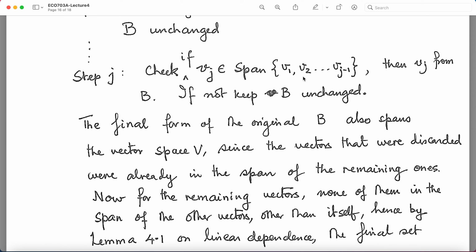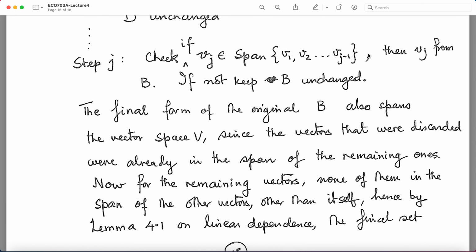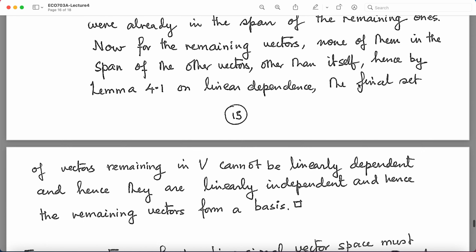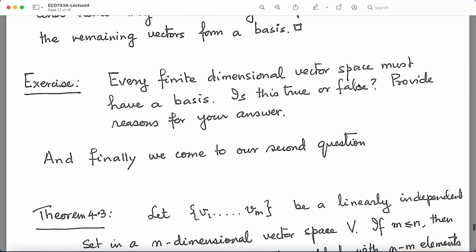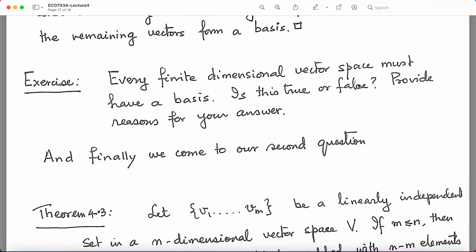So, by the linear dependence lemma, this set of vectors cannot be linearly dependent, because linearly dependent means that this property has to be satisfied. So, there must be some j for which this property is satisfied. Here none of the j's satisfies this property, and hence all these vectors are linearly independent, and because they span the whole space, this is a basis. So, every finite dimensional vector space must have a basis. That is obvious now, you can just figure it out.